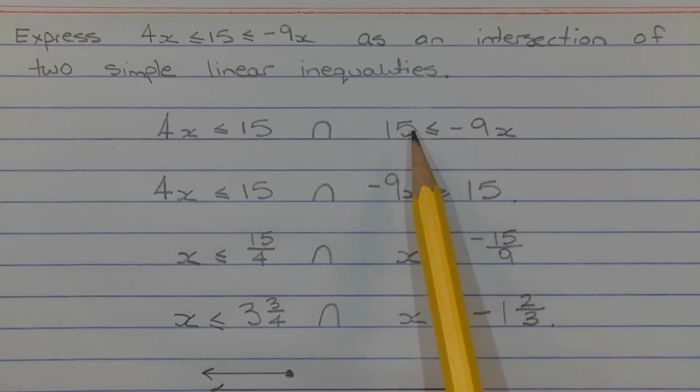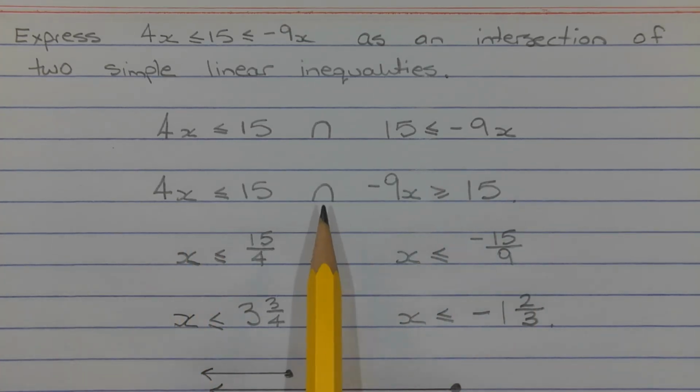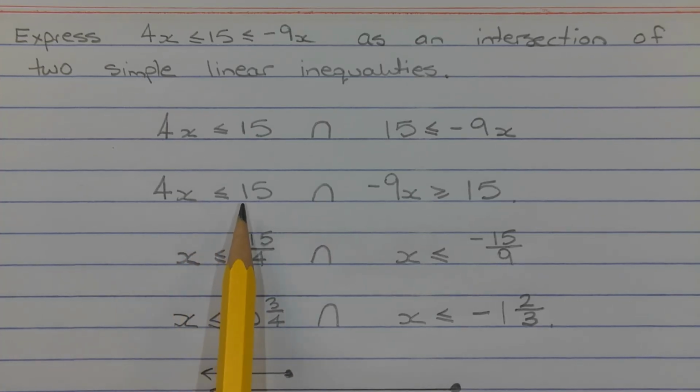Notice that the arrow points to the 15 in both of these inequalities. So we form this expression here. We have the intersection of 4x less than or equal to 15 and negative 9x greater than or equal to 15.